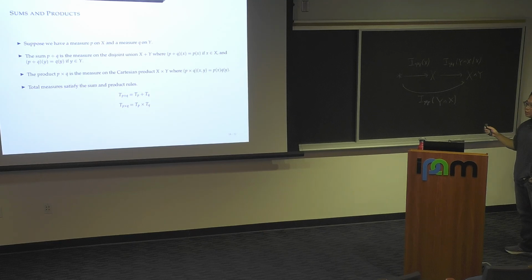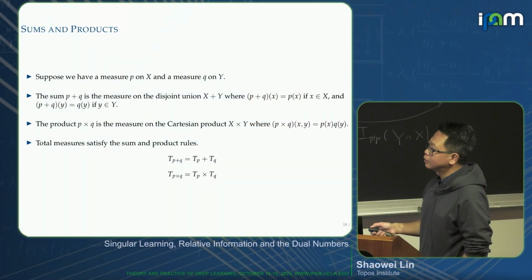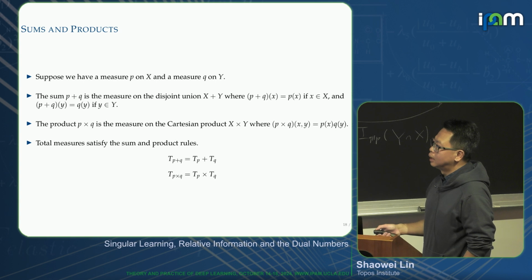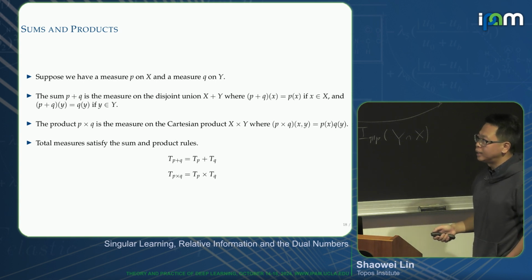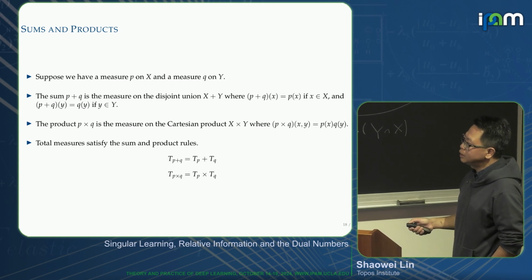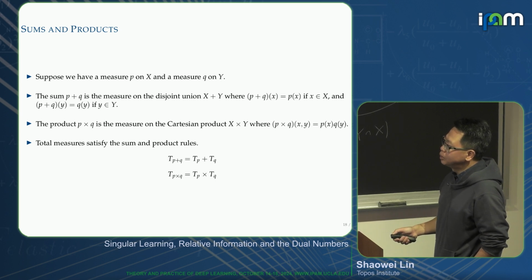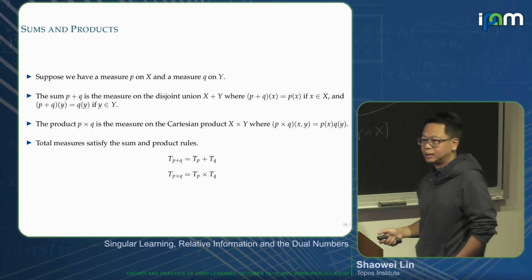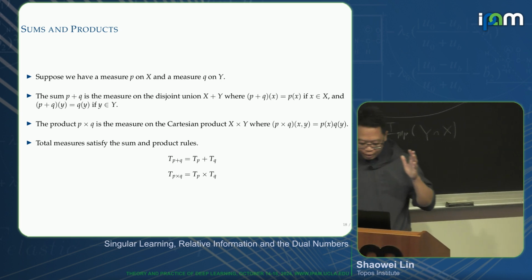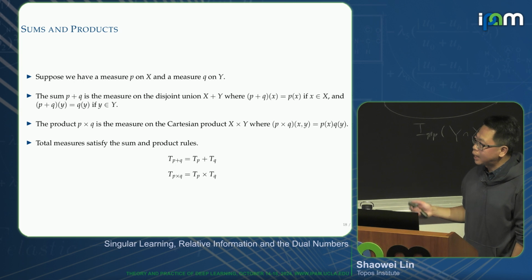So besides the chain rule, we also have sums and products. For instance, if I take two measures, P and Q, one on X and one on Y, I can look at the disjoint union of the sets X and Y and consider the measure, which I call P plus Q, which is the measure P on X if the input is in X, and if the input is in Y, then the measure is given by Q of Y. So you have the disjoint union of two measures. You can do that in this category.